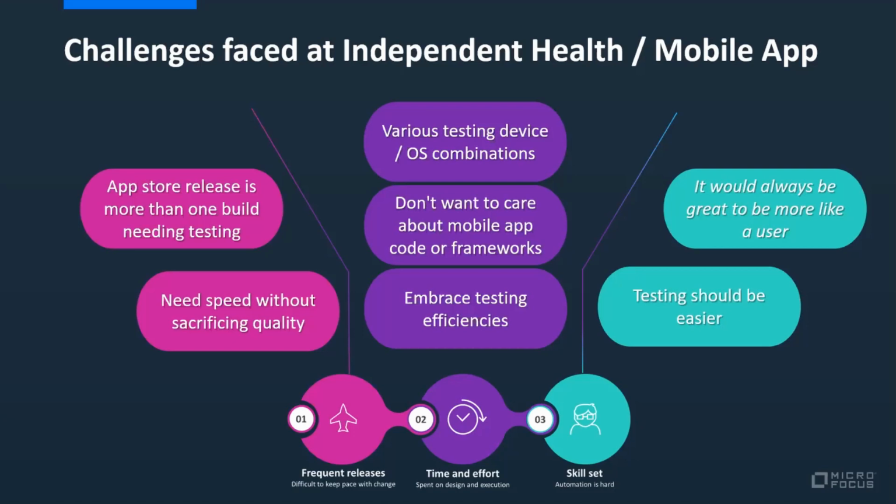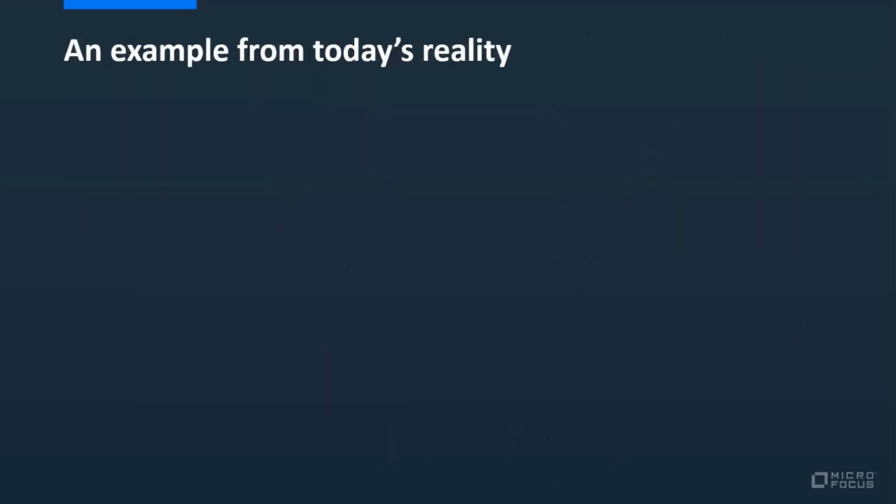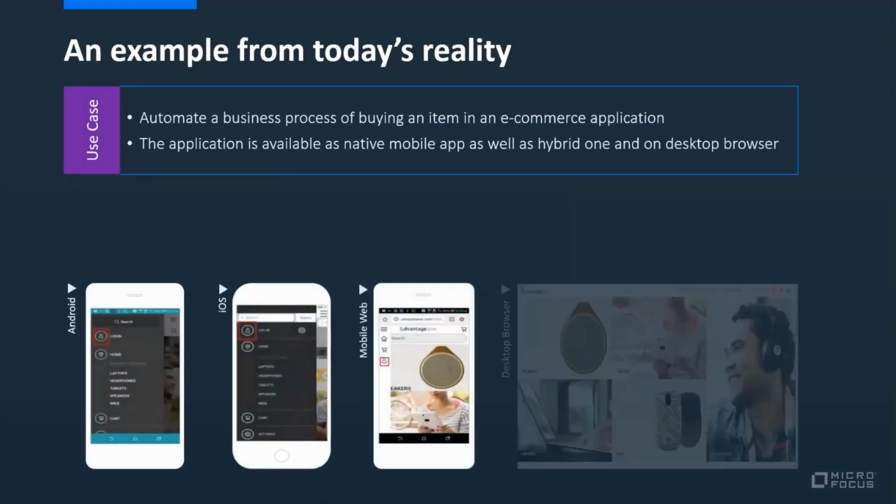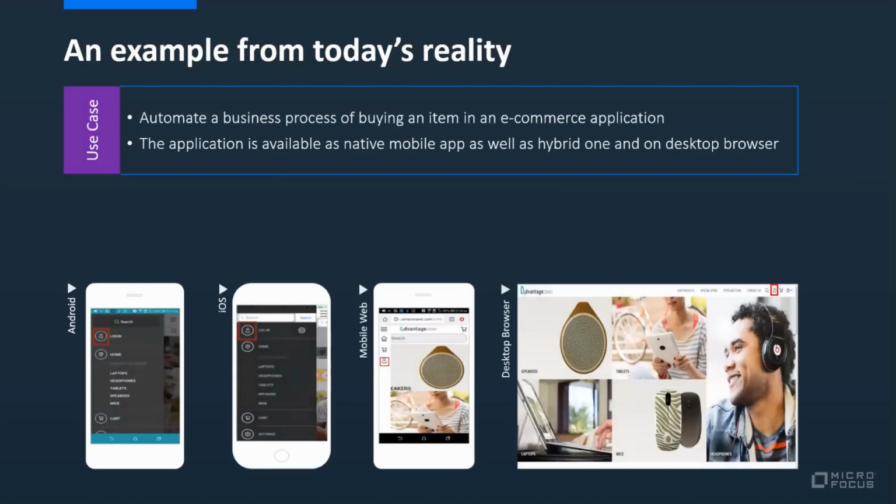Yep. Okay, so now I want to cover an example from today's reality to convey all the key messages that both Chris and myself walked through up until now. The example is a relatively simple one. We need to automate a business process of buying an item in an e-commerce application. That's it. But the application is available as a native mobile app, as well as hybrid, and also available on the desktop browser.